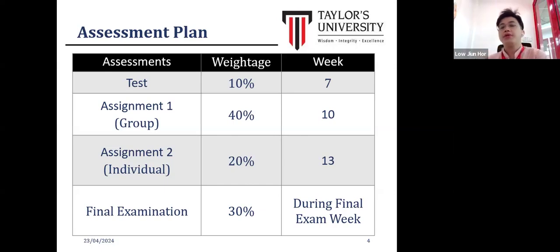The due date you need to submit assignment 1 is in week 10. Assignment 2 is an individual assignment, and the due date is in week 13. It contributes 40% for assignment 1 and 20% for assignment 2. The final exam only contributes 30%, and it will be conducted during the final exam week.